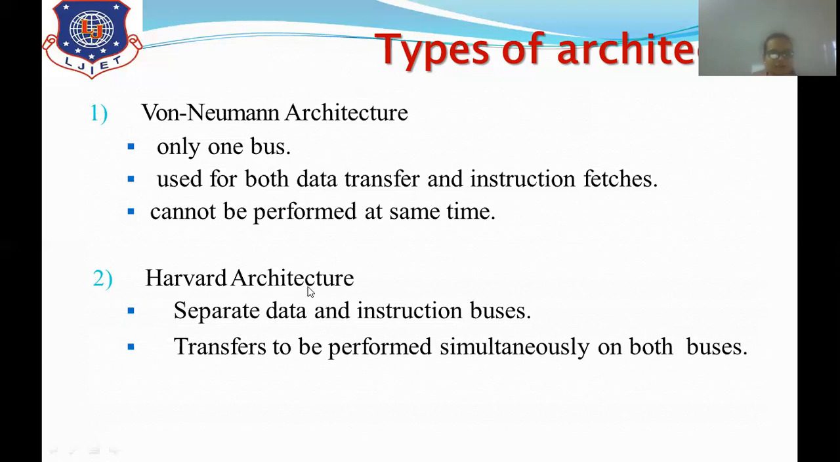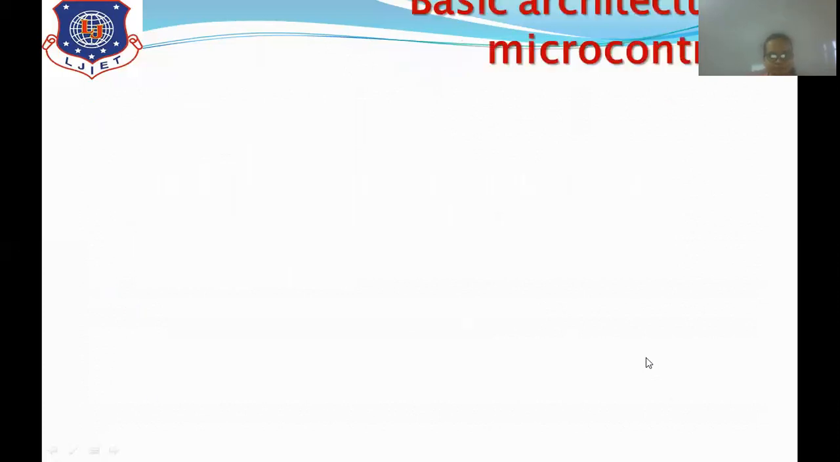Whereas what is Harvard architecture? The Harvard architecture has separate data and address buses for both the program and data memory. So at the same time, data and program memory can be accessed separately, right? So transfers can be performed simultaneously on both buses.